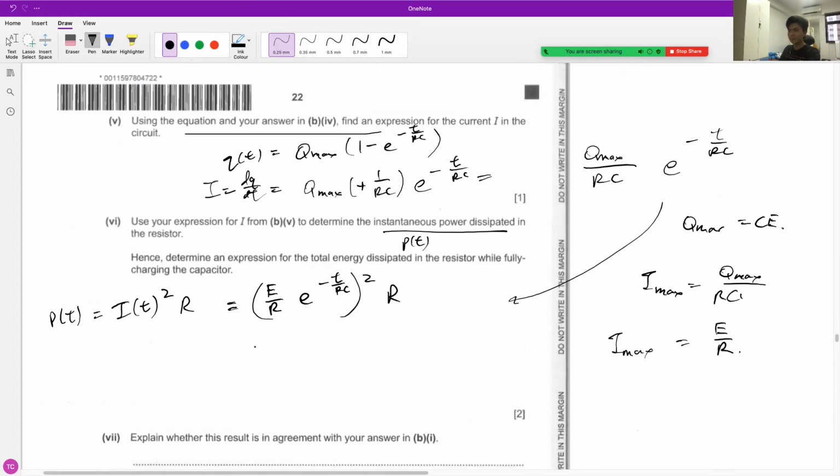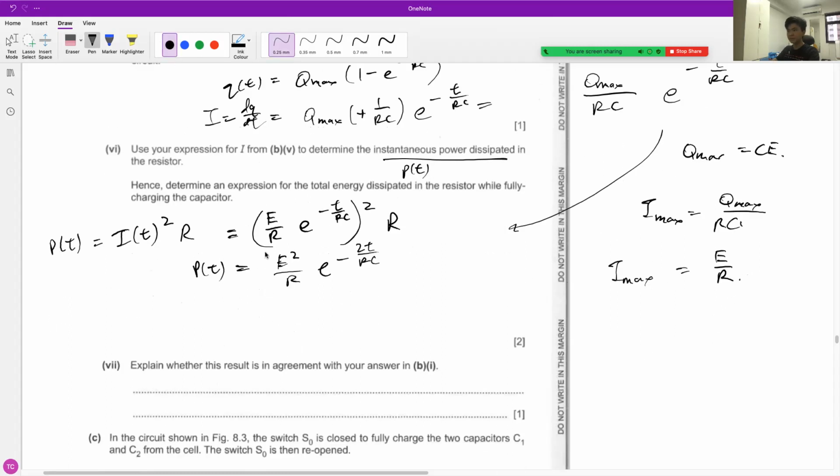And by expanding this out, you get E squared over R, e to the power minus 2t over RC. So that's the instantaneous power as a function of time. This term is just a constant, and this is the dependence on time. So this is the power dissipated in the resistor.